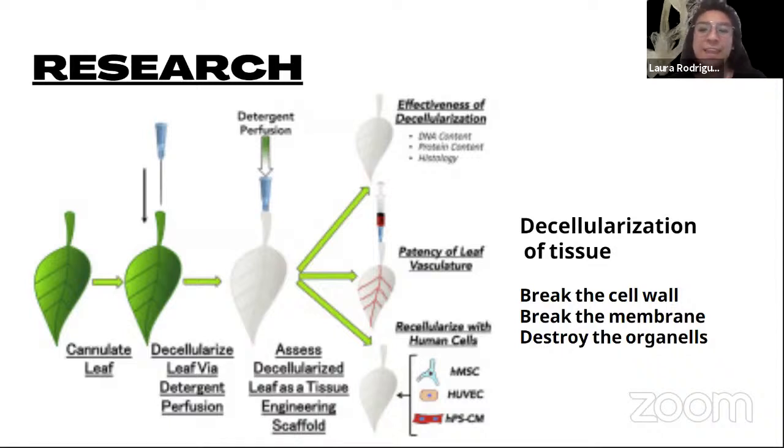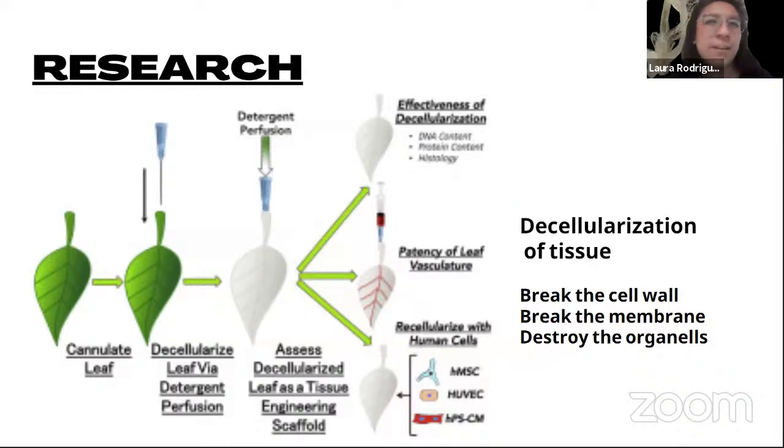First, we need to break the cell wall. All plants have cells that have two boundaries, one is a wall and the other is the membrane. So we need to break these two boundaries and then destroy all the little organelles, like the nucleus that has DNA and the mitochondria. We need to break everything and it will start to fall from the structure.